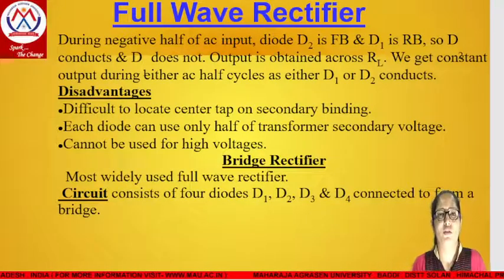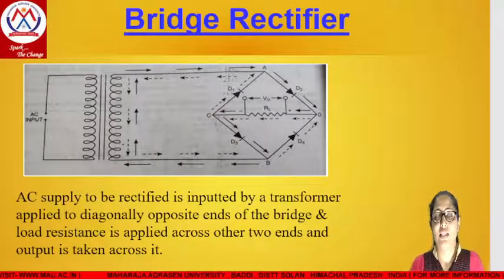It is mostly used for full wave rectification. In this circuit, we have four diodes with us, D1, D2, D3 and D4, which are connected in the form of a bridge. When they are connected in the form of a bridge, this rectifier is named a bridge rectifier. You can see this diagram. I think it is visible to you all.